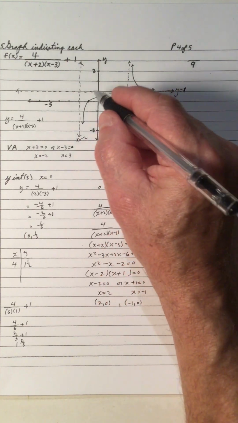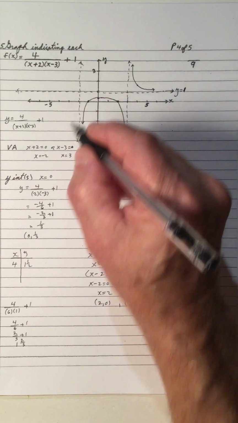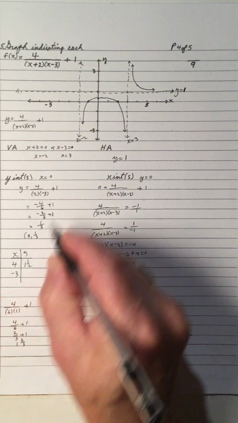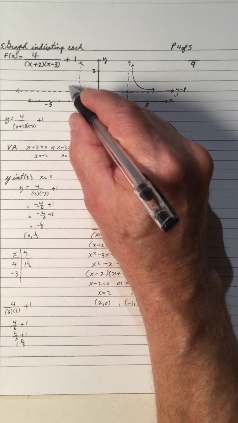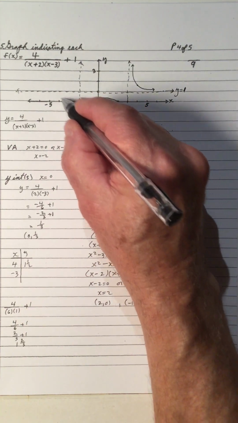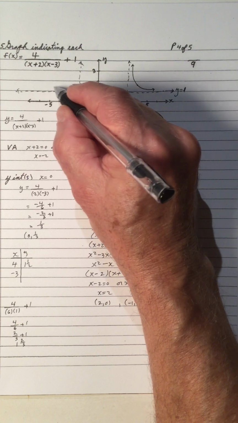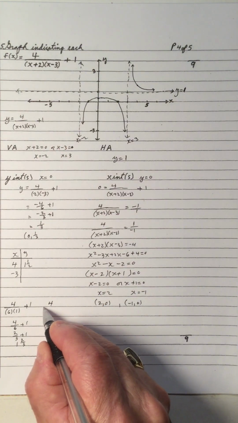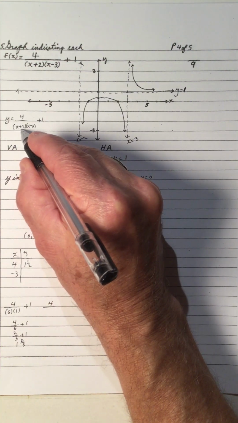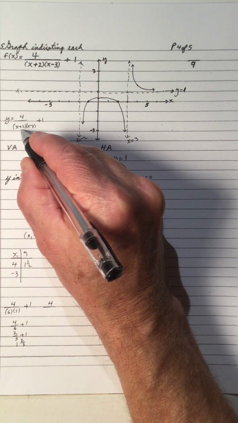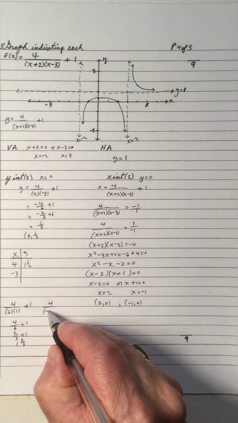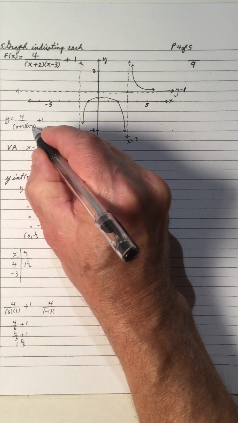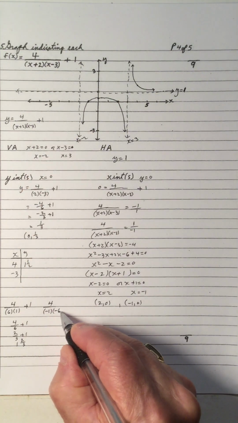So what happens if we take a negative 3? Take a negative 3, which is here. Will the graph be going this way? Or will it be here going this way? Let's see. Let's try negative 3. So 4 over. Put a negative 3 here. Negative 3 plus 2 is negative 1. Negative 3 minus 3 is negative 6.